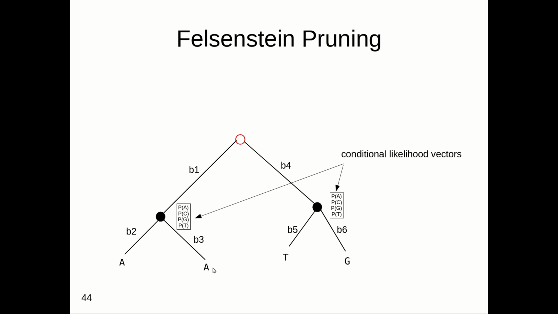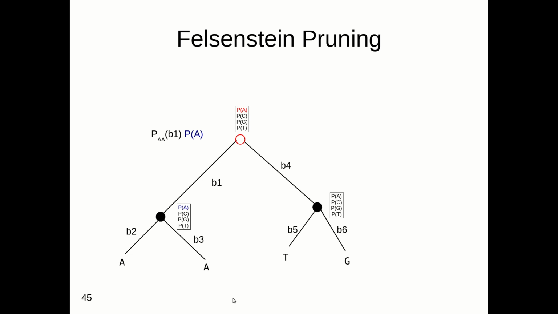And so this intermediate storage of results, the probability of observing A, C, G, or T for the given subtree, allows us to compute the likelihood in a substantially more efficient way. Right, so here's what happens. Assume that we were able to compute the conditional likelihood vectors for this inner node and this inner node. So how do we compute the conditional likelihood vector entries for the root node, so for the entire tree?